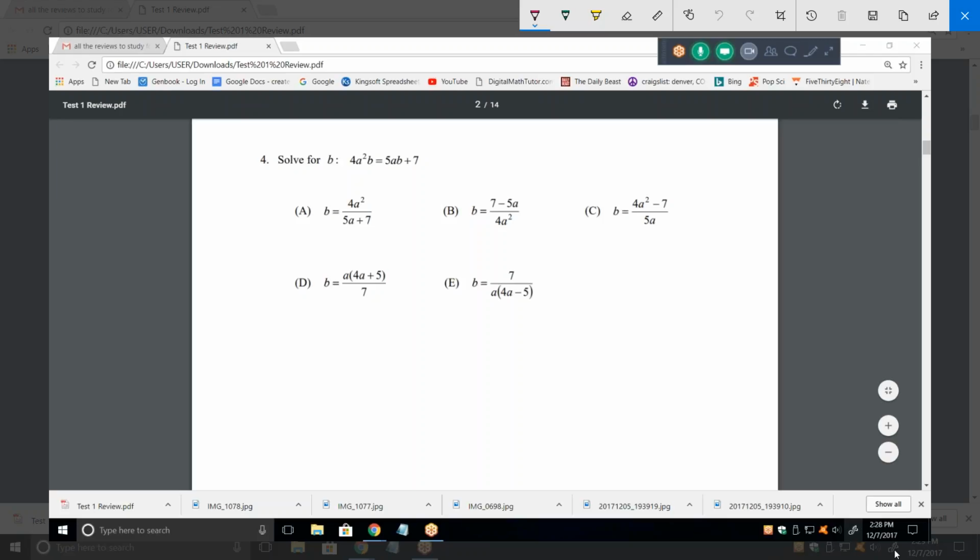You have to bring both of them to one side. Yes. Every term that has B in it needs to be together on one side. Every term that does not have B in it needs to be left on the other side. So what's the next line to this equation?